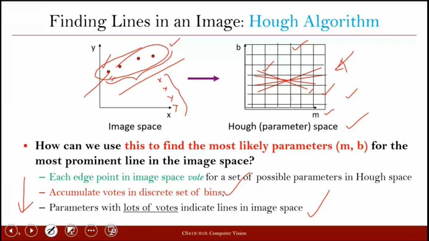And please remember, when we say lots of votes, this is a very subjective thing. It depends on what threshold we are taking, right? Depending upon the threshold, we'll decide whether the votes cast for a particular combination of M and B are considered sufficient or not. So again, this will involve thresholding.